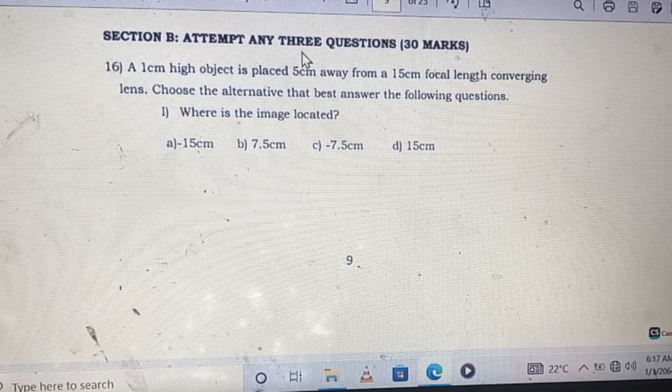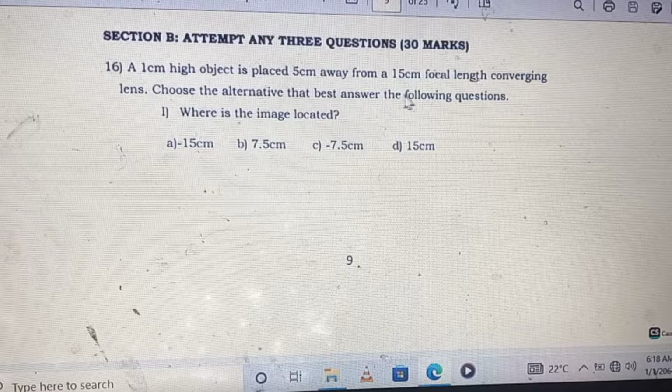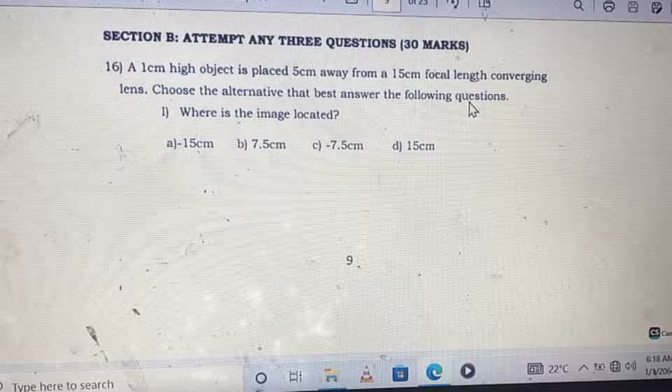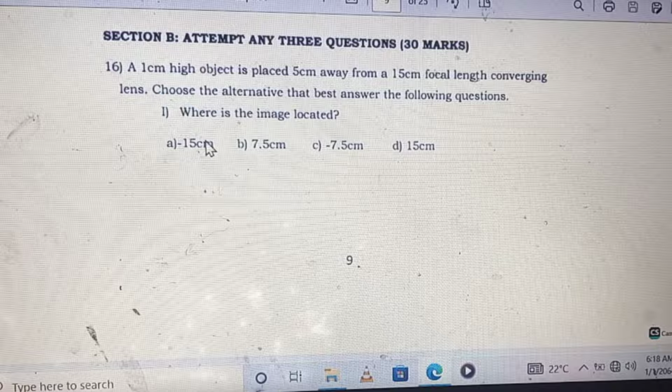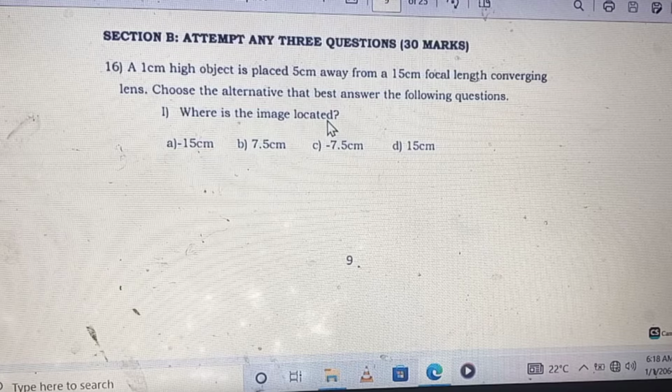Section B. Attempt any 3 questions. Question 16. A 1 centimeter high object is placed 5 centimeters away from a 15 centimeter focal length converging lens. Choose the alternative that best answers the following questions. I. Where is the image located?